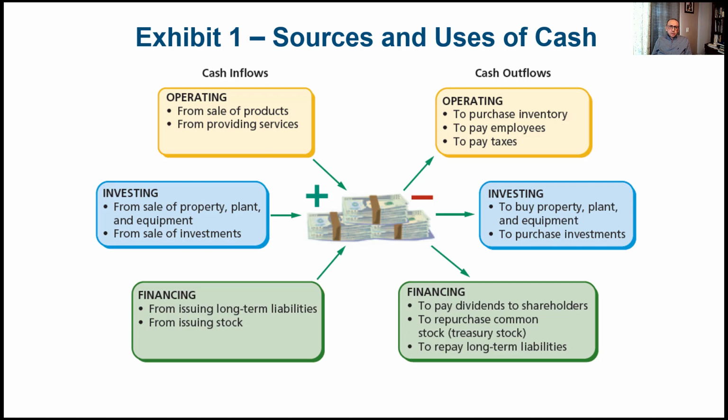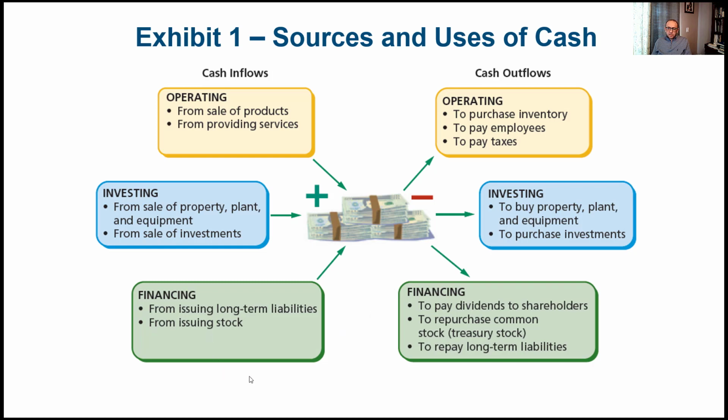So the sources and uses of cash. If we look at the operating activities, the sources of cash, which are the inflows, are from the sale of products and from providing services. The outflows would be the purchase of inventory, paying employees, and paying taxes. For investing, the inflows would be from the sale of property, plant, and equipment. So if we sold an old equipment, a building, or land. Also from the sale of investments, if we have investments in stock and other long-term assets. And then the outflows would be buying property, plant, and equipment or purchasing investments.